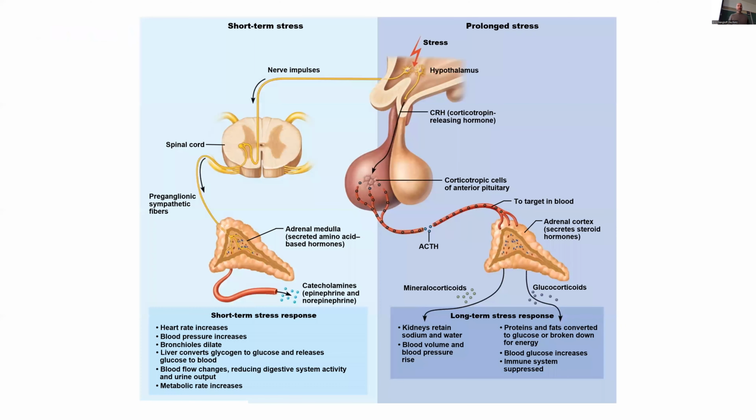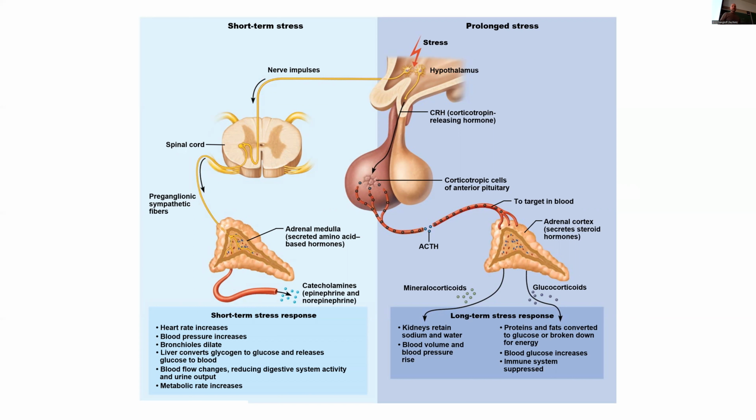So I've got this nice diagram here. Remember, we've got our hypothalamus and our anterior pituitary here. On the left side, you see this short-term stress response, not regulated, but driven by the adrenal medulla. You can see that nerves originating at the hypothalamus travel down through the spinal cord, and then those nerves are directly part of this adrenal medulla, and that's where you have this short-term stress response.